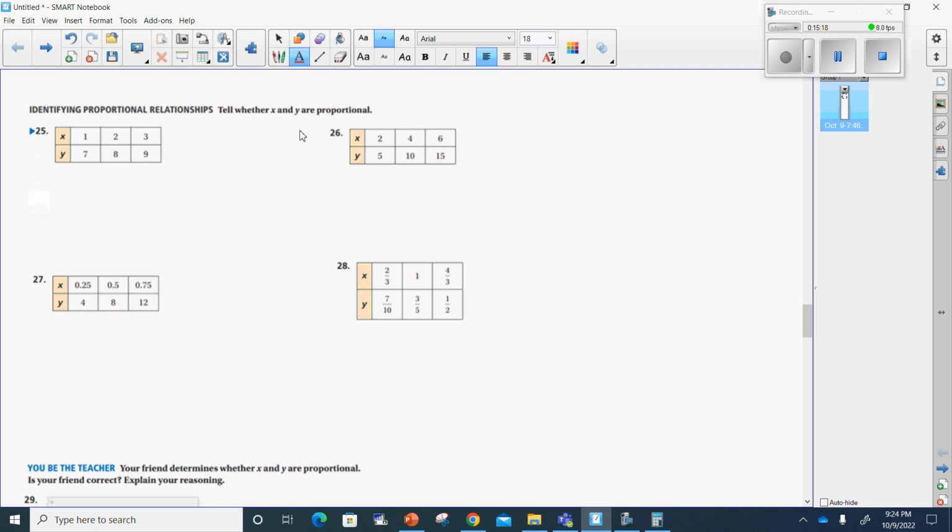25. Tell whether x and y are proportional. Wow, once again. Okay, so let's go through this. We got when x is 1, y is 7. When we came over here, 2 divided by 1 is 2. So they multiplied by 2 over here. See if you can see that. We multiplied by 2, so that means we would have had to multiply by 2 over here. And we did not. So that tells me this is not proportional.